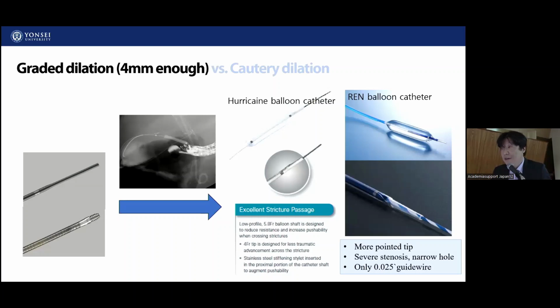In terms of graded dilation, we use the hurricane balloon or Nland balloon. The hurricane balloon has a very steep shaft, so it has very good pushability. However, the Nland balloon catheter has a more pointed tip. It is useful for severe stenosis or a narrow hole, but it has a limitation: it uses only a 0.025-inch guide wire.